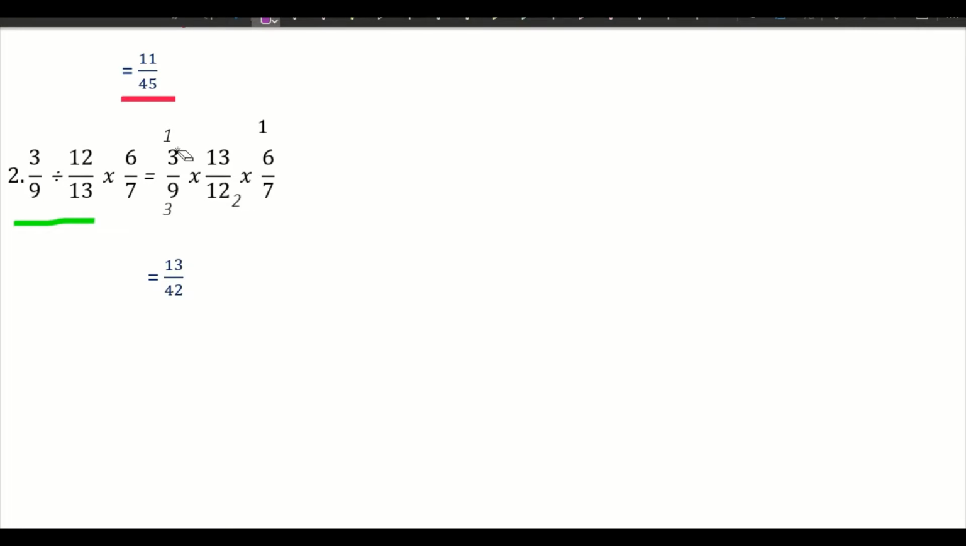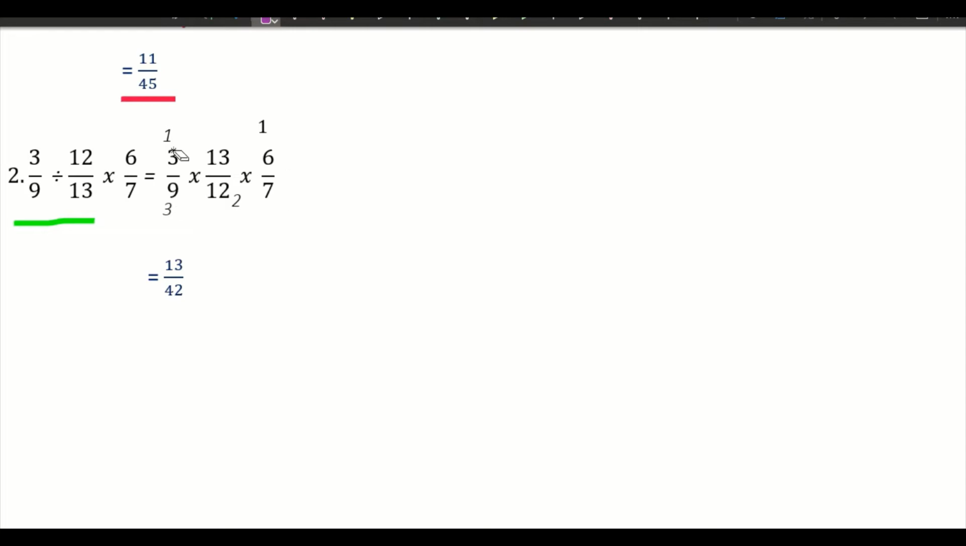But then, kung napansin nyo, we have 3 and 9 here. They're both divisible by 3. So, we can apply cancellation method muna before we're going to multiply it para yung sagot natin ay naka-simplest form na, alright? But again, if you want to multiply directly 3 times 13 times 6 and 9 times 12 times 7, that's okay, class. There's no problem with that. As long as yung final answer nyo is naka-simplest form.